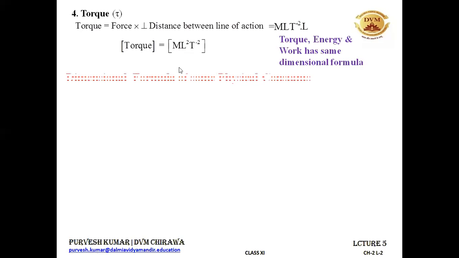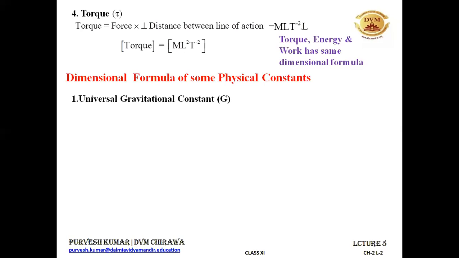Fine. Now we have to find the dimensional formula of some physical constants, and we will be using them a lot in the application questions that we'll be doing just after deriving these formulas. All right. So some physical constants. The first physical constant whose dimensional formula we need to derive is the universal gravitational constant, that is denoted by capital G. All right.